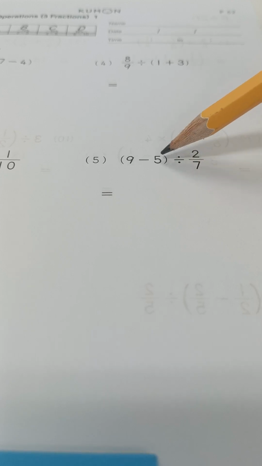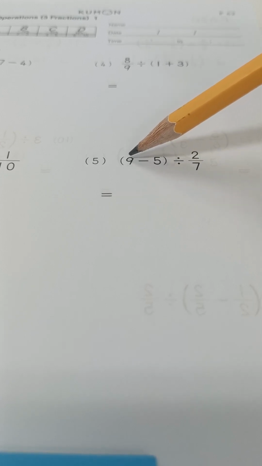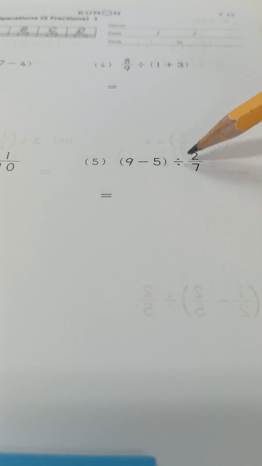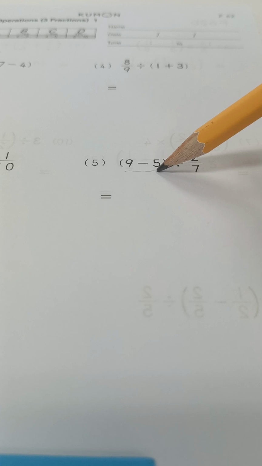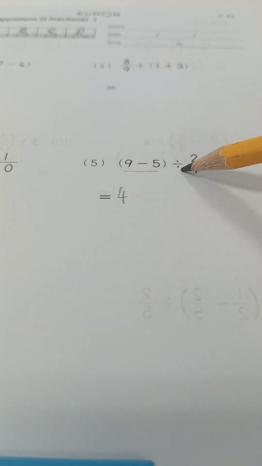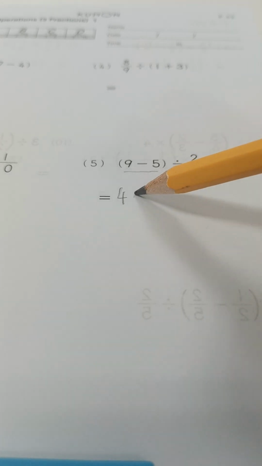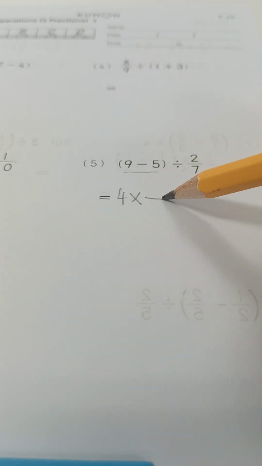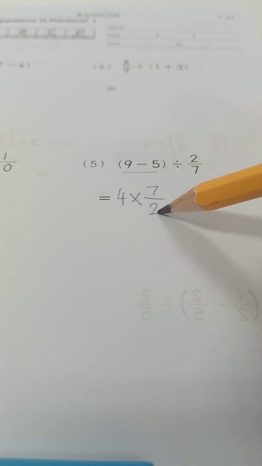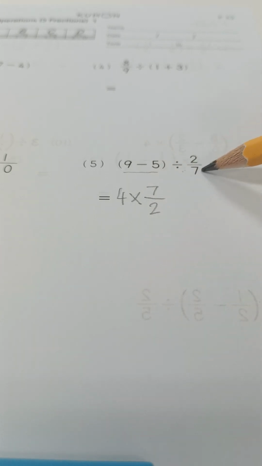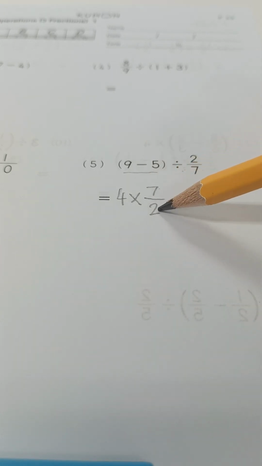Here, the bracket is in the front. So we have inside the bracket 9 minus 5 divided by 2/7. So we tackle the bracket first. 9 take away 5, you leave a 4. And now, because it's a division, when we do division, we flip the fraction. We change it to multiply, and then we flip the term. Instead of 2/7, we now have 7/2.